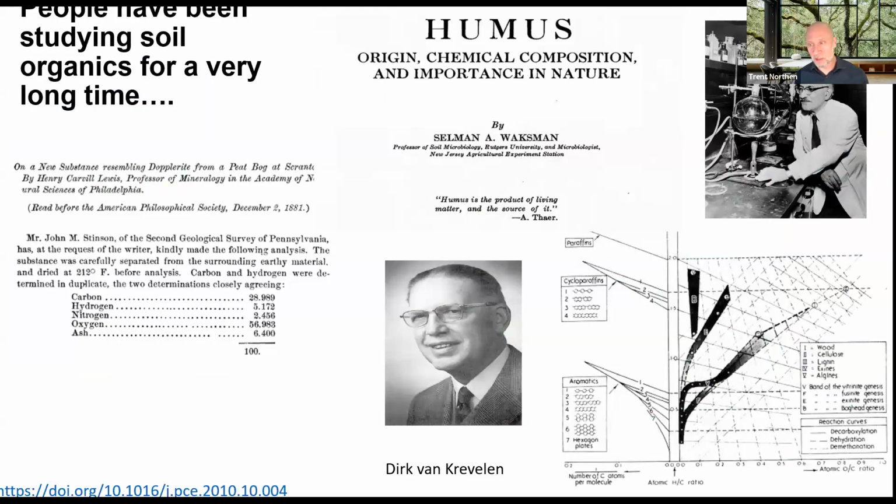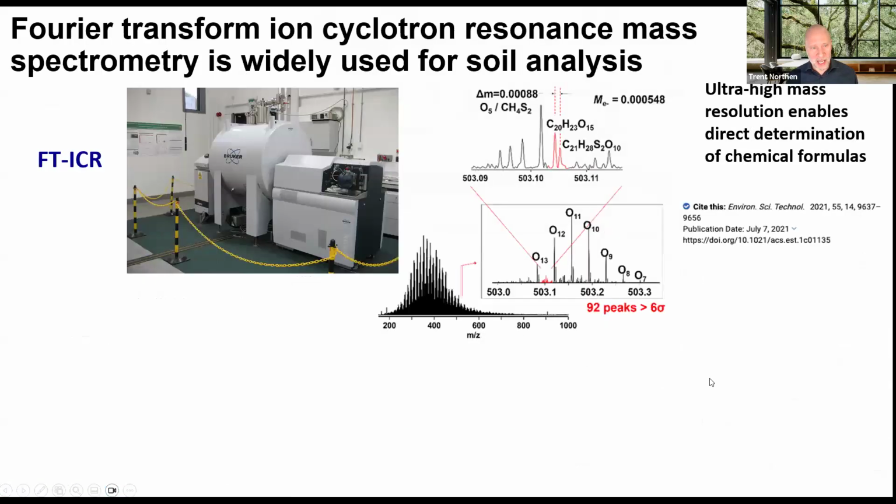And this is something that people have been studying for a very long time. This is a paper from 1881, looking at the composition of soil organics. Selman Waksman, before he discovered streptomycin, one of the antibiotics, and got a Nobel Prize for it, wrote a book on humus. And then Dirk van Krevelen is famous for looking at ratios of the elemental composition of molecules to classify them. And there are these fantastic instruments like FTICRs that have unbelievable mass resolution, so you can get the chemical formula directly.